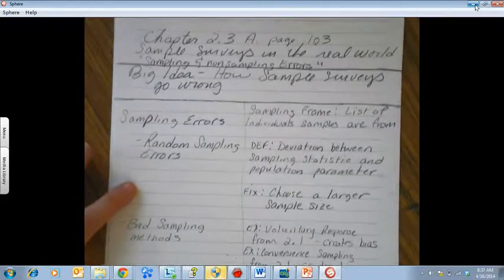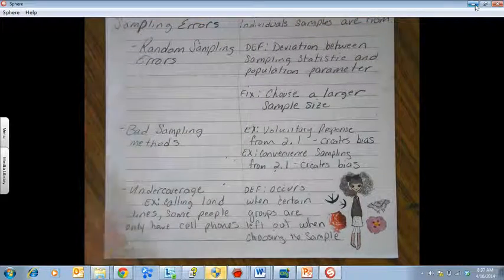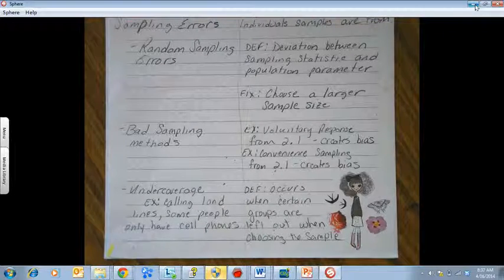Okay? The second sampling error is bad sampling methods. We talked about this from 2.1. They're the voluntary response, like when people call into a talk show, they feel strongly in one way. It creates a lot of bias. If you go back to 2.1, you can read about the talk of the town, which was on like the first page.